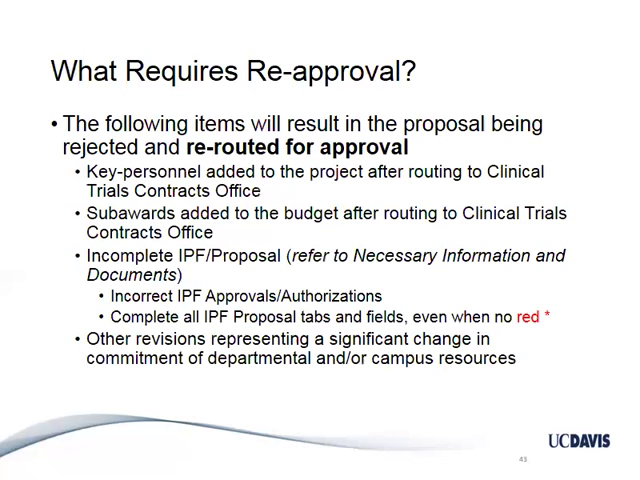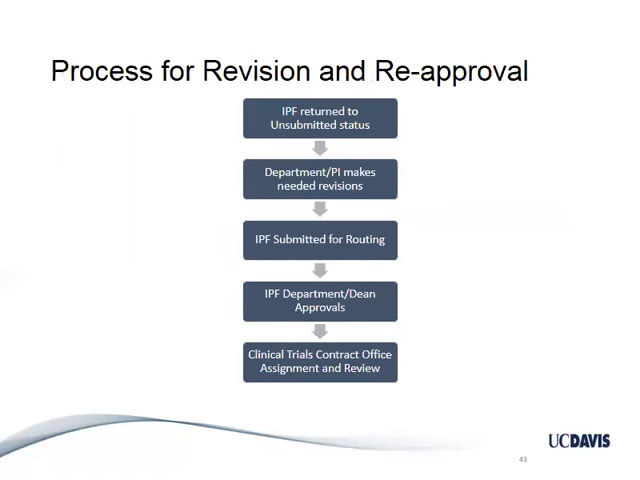Right? All right. And so how we do that is we just change it to unsubmitted status and let you know what needs to happen so that you can make those changes, or maybe you contacted us, and so we'll tell you that it's unsubmitted and you can make those changes. And once you make them, you'll just submit for routing again. The department approvals will be reobtained, and then it will be reassigned in the office when they receive it.